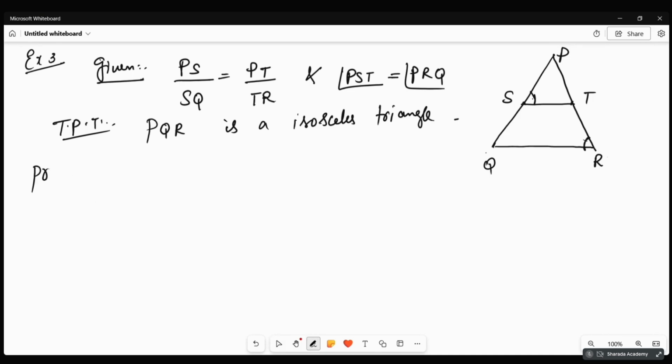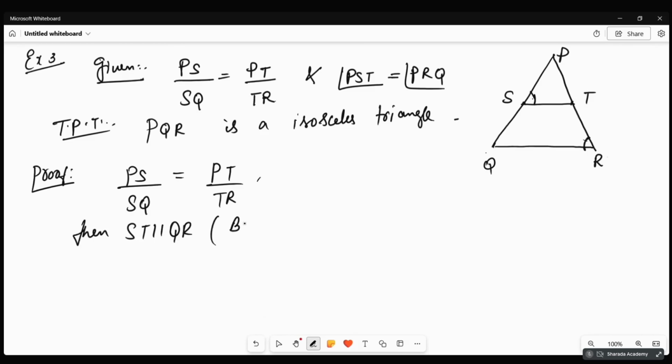So what they have given here? PS by SQ is equal to PT by TR. First we proved that if ST is parallel to QR, then PS by SQ is equal to PT by TR. But now we know PS by SQ is equal to PT by TR, then I can write ST is parallel to QR. Reason: by converse of BPT theorem. In the exam also write the reasons, then they will give full marks. Now I can say ST is parallel to QR.